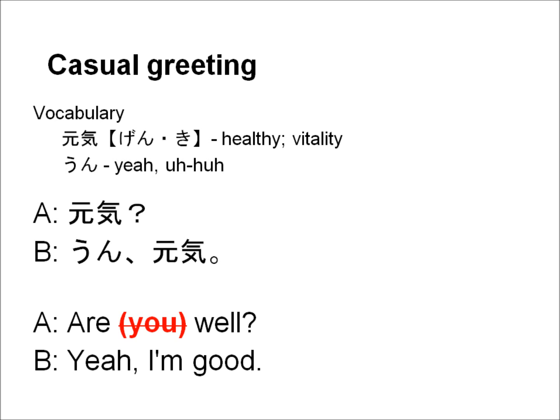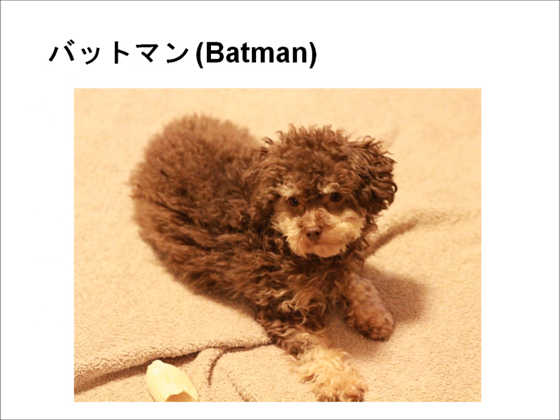However, what if we wanted to talk about somebody else not in the conversation? In this case, we would use a topic particle to introduce a new topic into the conversation. For example, what if your friend had a scrappy dog named Batman and you wanted to ask how he was doing? In this case, we would use the topic particle to introduce Batman as a new topic into the conversation.